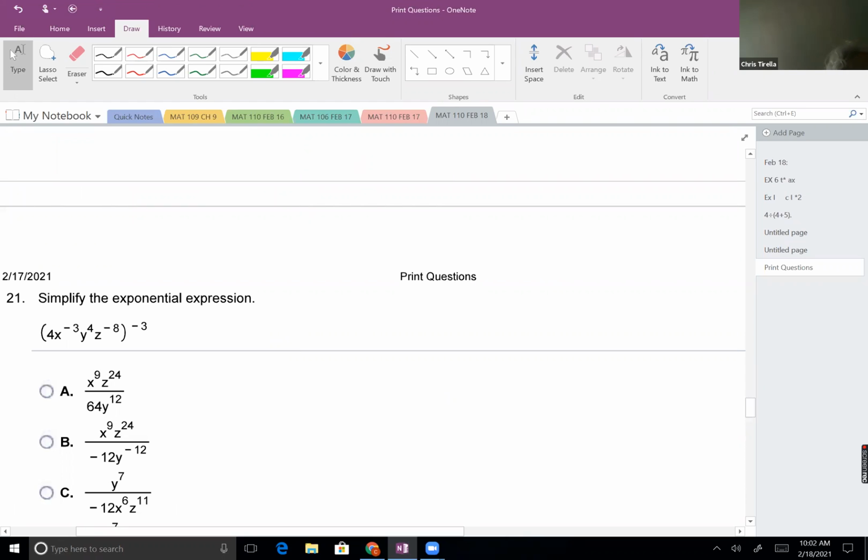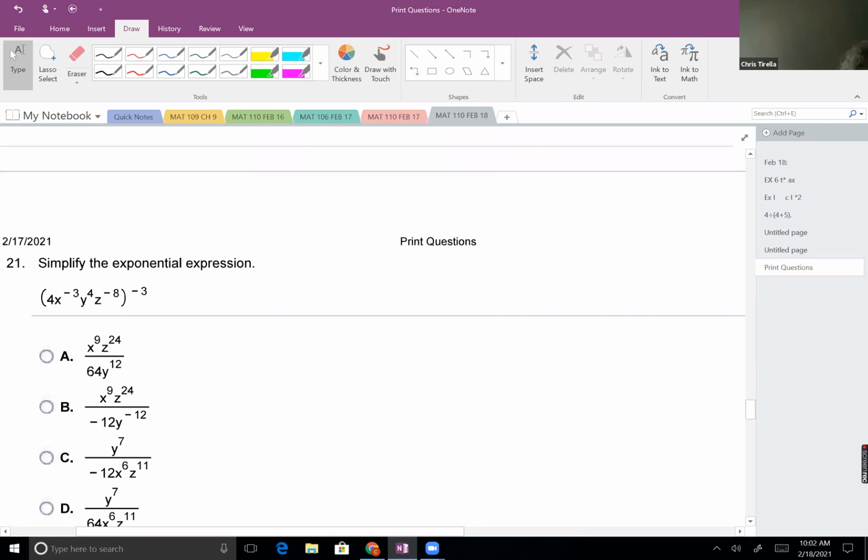Simplify the exponential expression, and we want to write it without negative exponents. If I have a product to the power, I need to take each factor and raise it to the power. And again, I can do this because notice it's all multiplication in there. If there were addition and subtraction, I would not be able to. A number to a negative power is 1 over that number to the positive power. When I raise a power to a power, I'll multiply exponents.